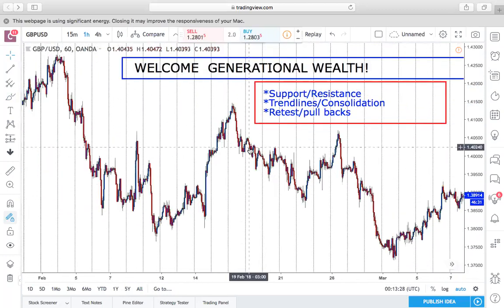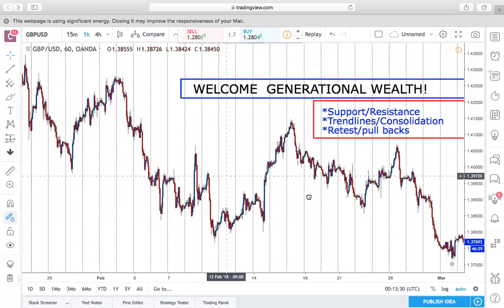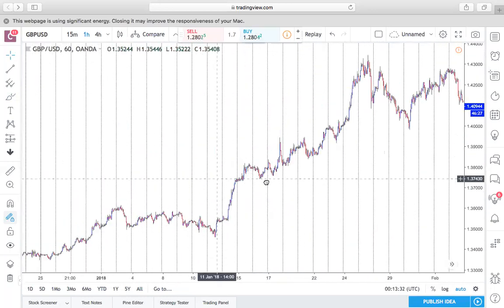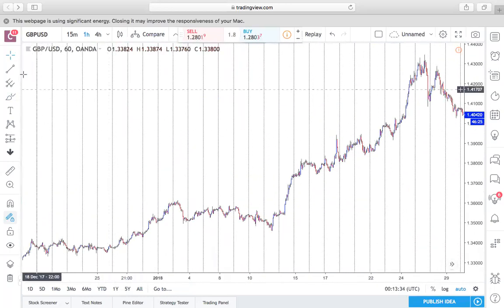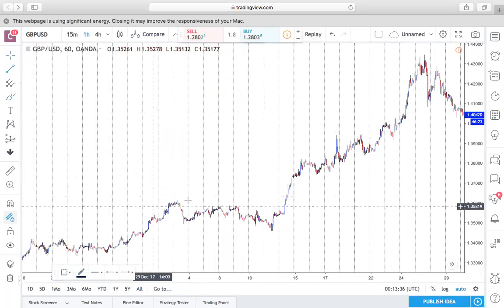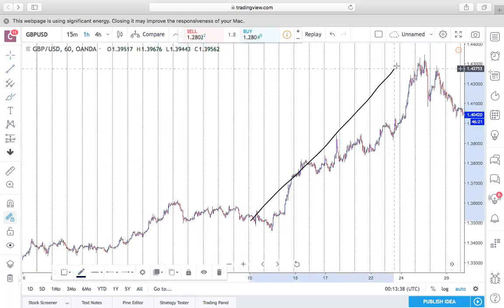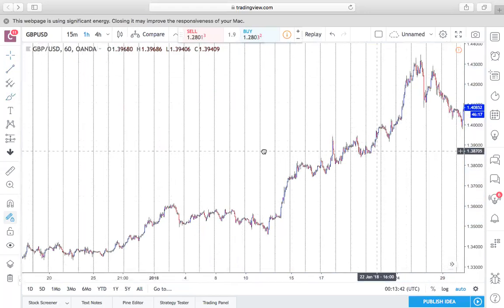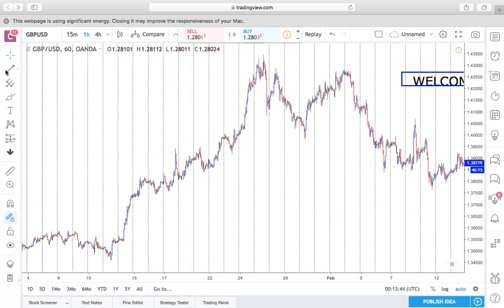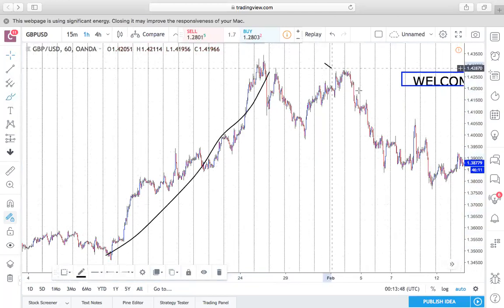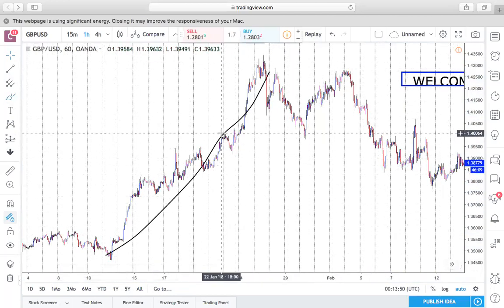So let's speak of trend lines and consolidation. First, a trend line is when the market is trending up or down. That is a trend line, exactly what we got here. The market is trending up and trending down. So let me show you how to draw a trend line exactly with your tools.